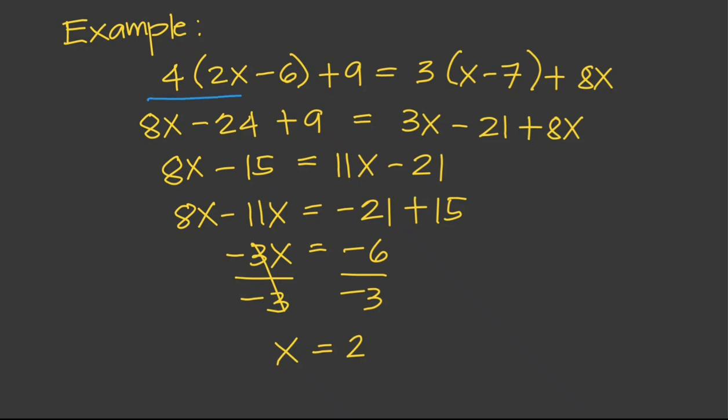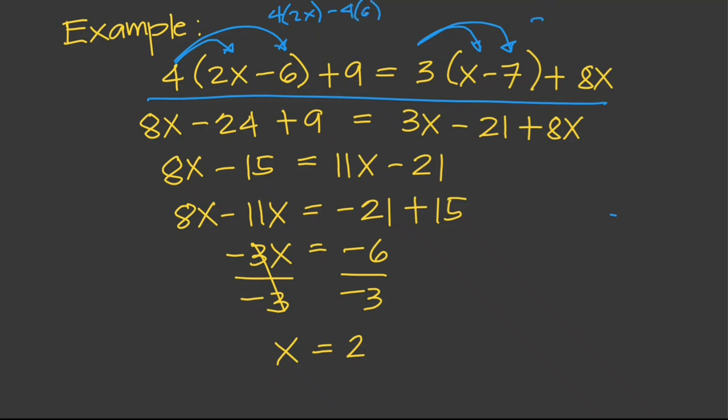Okay, our next example is this. So we're given here 2 expressions in 2 parentheses. So again, we get rid of the parentheses, so we distribute 4 to the expression inside the parentheses, and then 3 to this expression inside the parentheses. So this would be 4 times 2x minus 4 times 6, and this one is 3 times x minus 3 times 7.